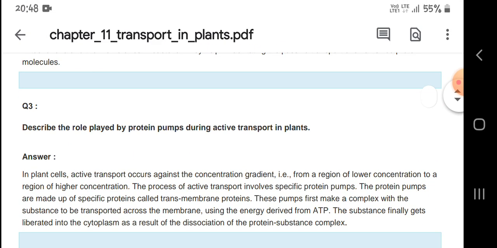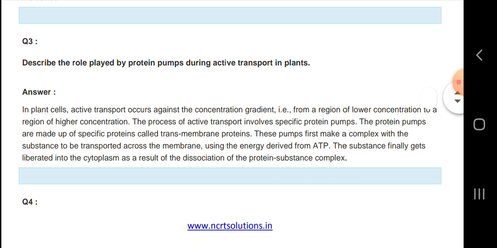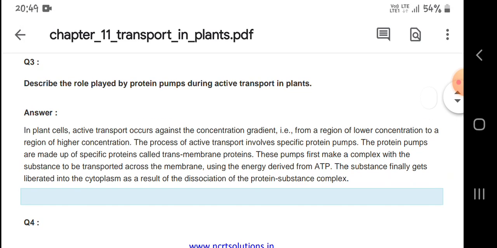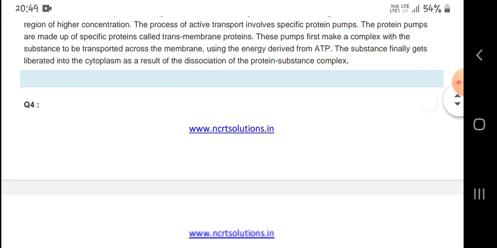Next, let us know about the role played by protein pumps during the active transportation in plants. So in plant cells, active transport occurs against the concentration gradient, from the region of lower concentration to higher concentration. So the process of active transportation involves specific protein pumps. The protein pumps are made up of a specific protein called transmembrane protein.